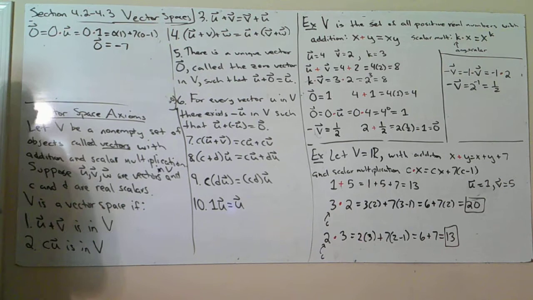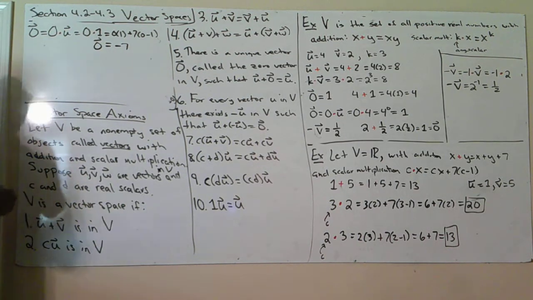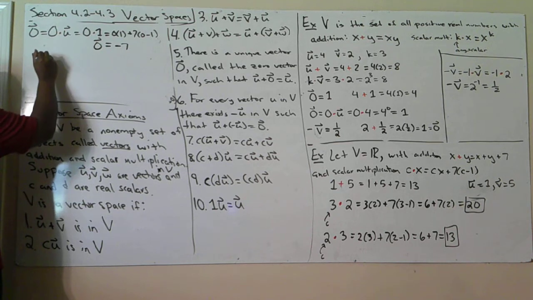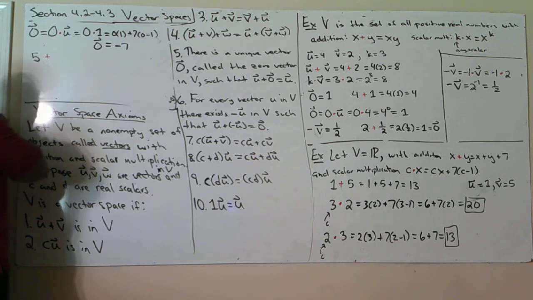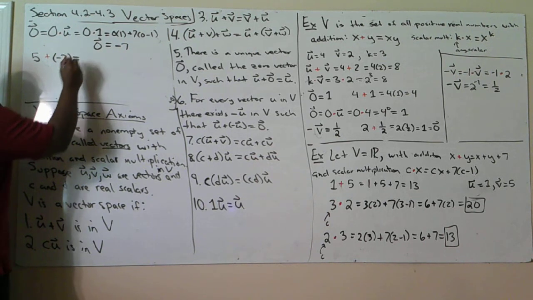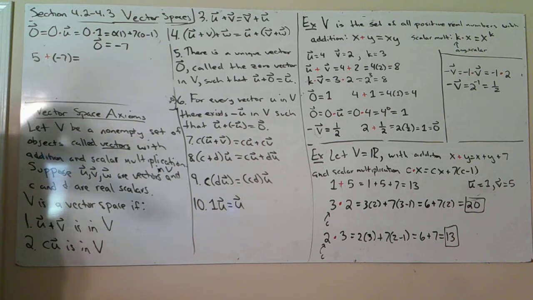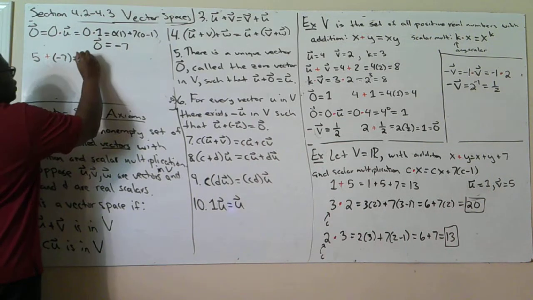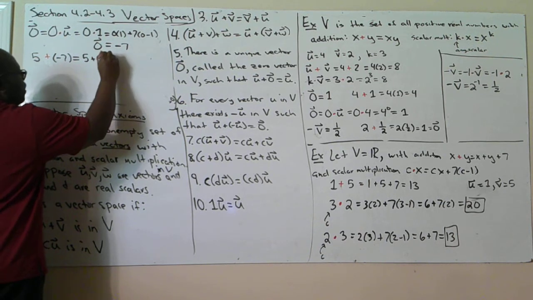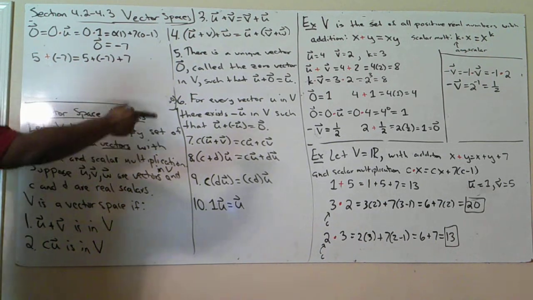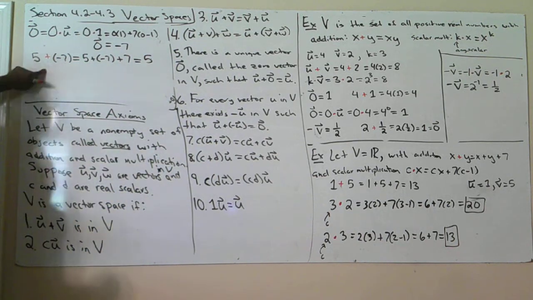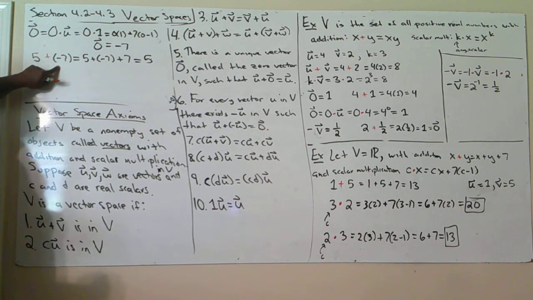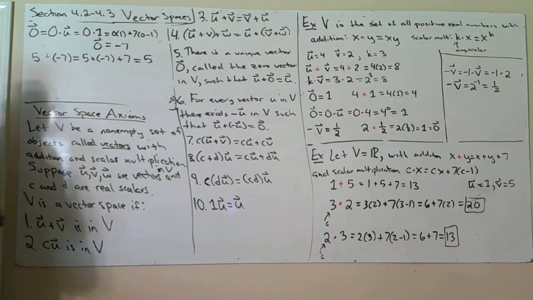Let's see if that works out. Let's do some addition. Let's do 5 plus negative 7. If we do 5 plus negative 7, we get 5 plus negative 7 plus 7, going by that addition that we have there, which gives us 5. So essentially 5 plus the 0 vector, because negative 7 is the 0 vector, is equal to 5, which makes perfect sense. So 5 plus negative 7 is 5, based on this addition.